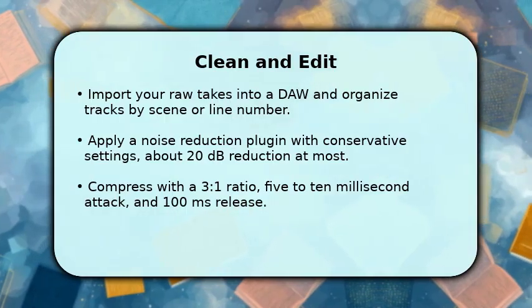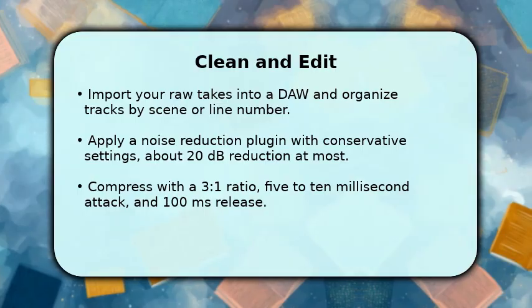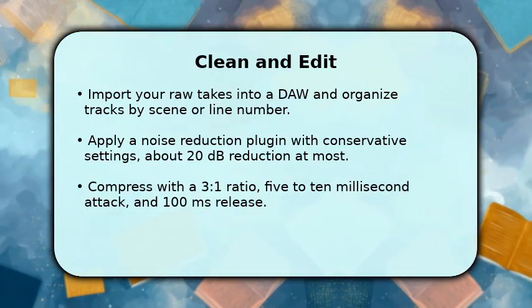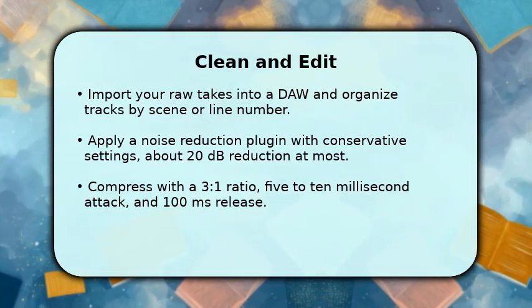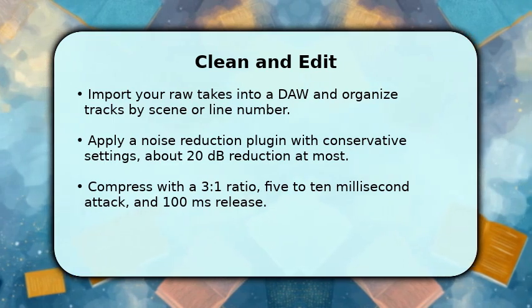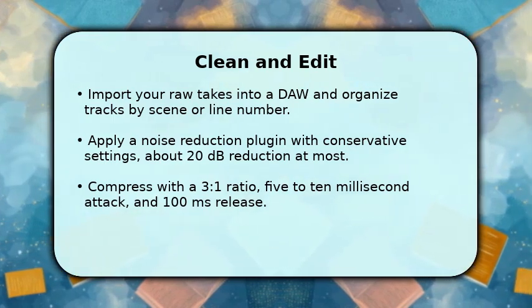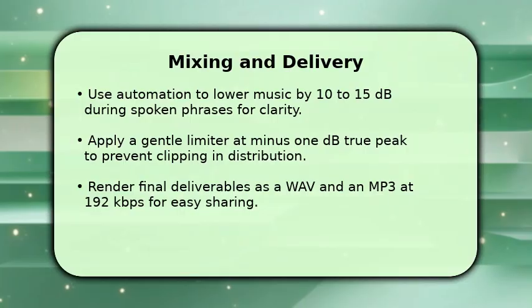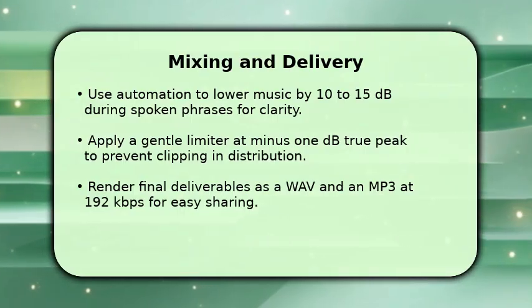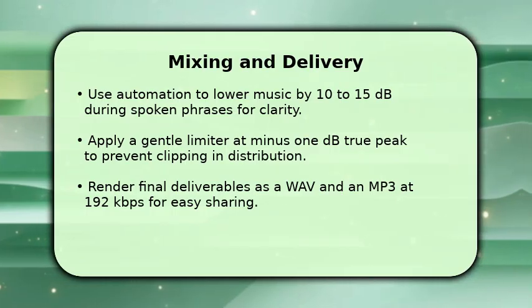Compress with a 3:1 ratio, 5 to 10 millisecond attack, and 100 ms release. Ride levels manually, or use clip gain to keep intelligibility and natural dynamics. Balance your voice against music and SFX using low-cut sidechains on the music track. Use automation to lower music by 10 to 15 dB during spoken phrases for clarity.